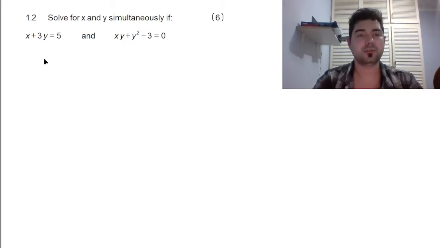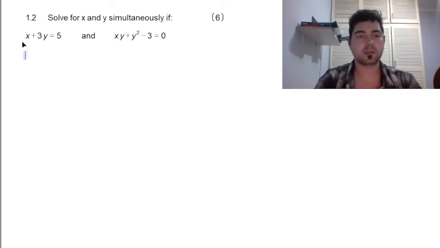All right, 1.2, solve for x and y simultaneously if x plus 3y equals 5. And all right, so what we've got here is a linear equation and a quadratic equation. When you've got a situation like this, the first step with a simultaneous is to isolate one of your variables in terms of the others. So we want to get x on its own in terms of y.